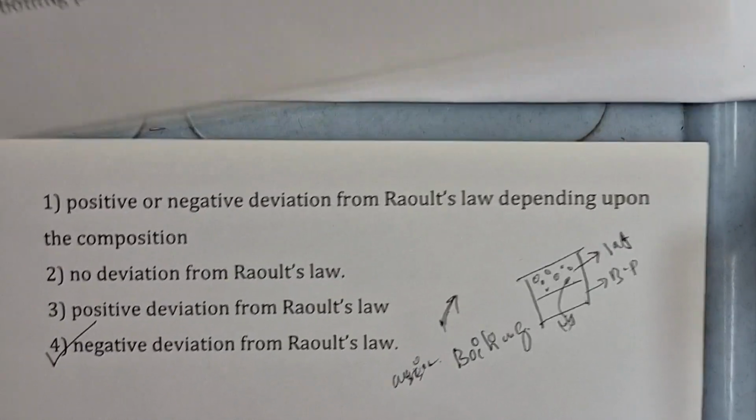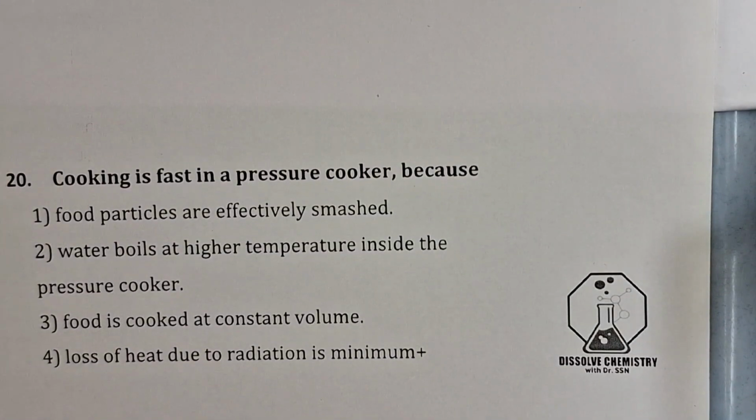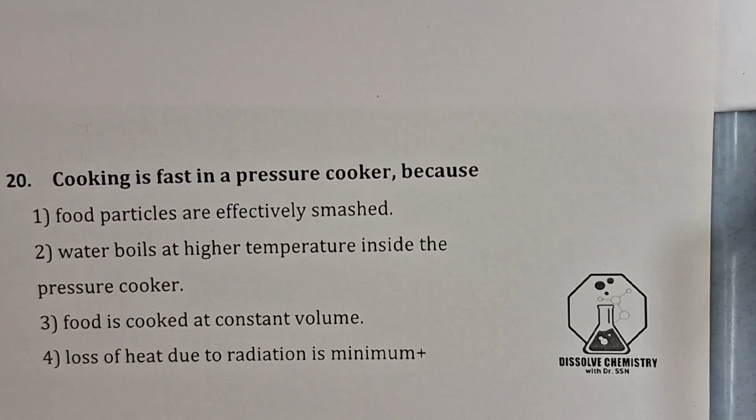And the last question we will take, the 20th question, and that 20th question is, cooking is fast in a pressure cooker because, okay, an applied type of question is there. Food particles are effectively smashed. Of course, it is being smashed perfectly fine, but that is not the reason why it is going to happen fast. Water boils at higher temperature inside the pressure cooker. Food is cooked at constant volume. Loss of heat due to radiation is minimum. Right, we will go to this.